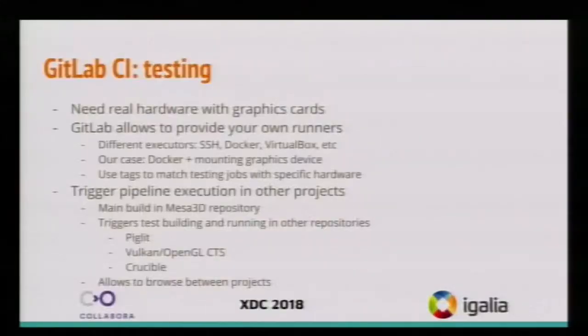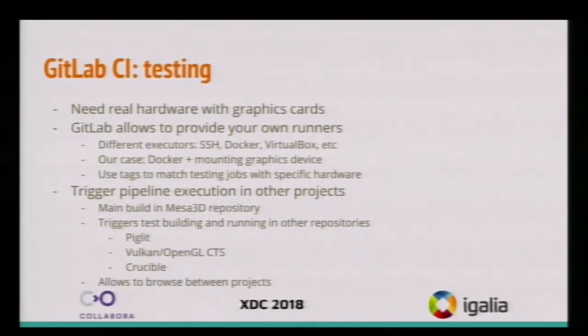Okay, so this is for building, and now the next step is how to test. And as I said, we need real hardware to do the testing. This is where GitLab really shines, because in GitLab, usually they provide several runners to run your jobs, but you can provide your own runner. You have your project, you can go there and say, okay, I want my own runner, which basically means I will take my host or laptop or whatever you want and say, okay, I want to use my host to run jobs.